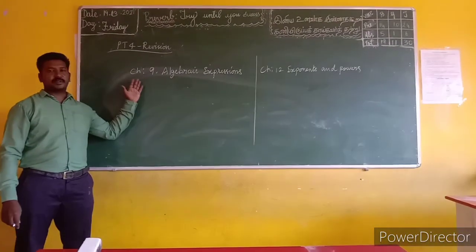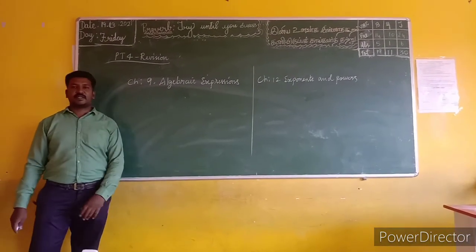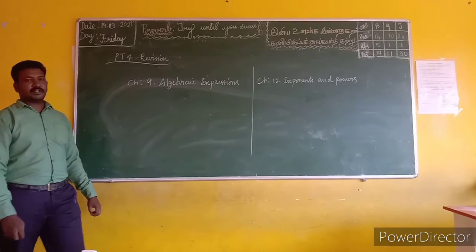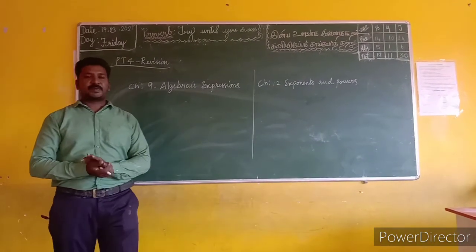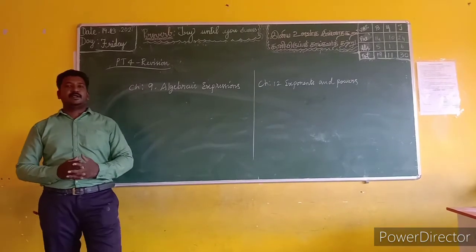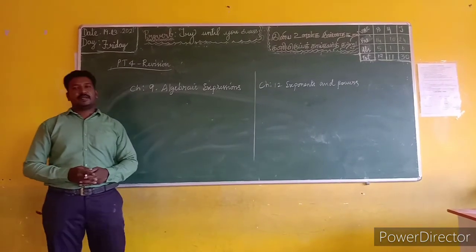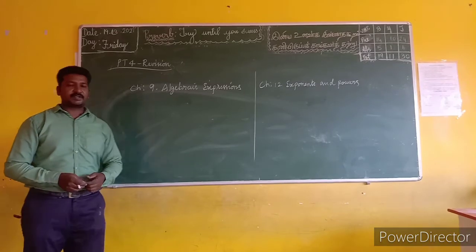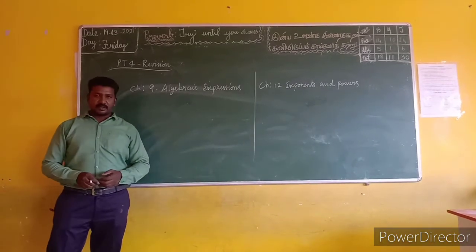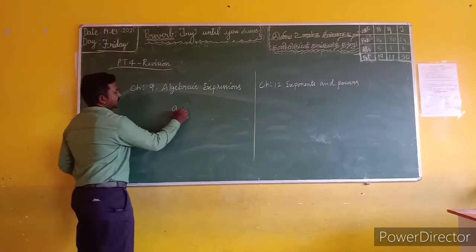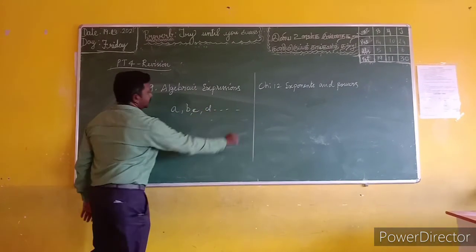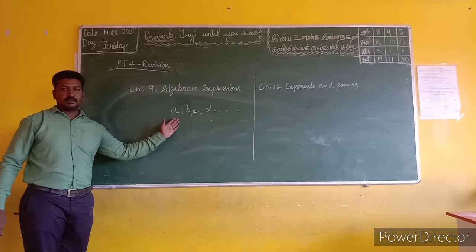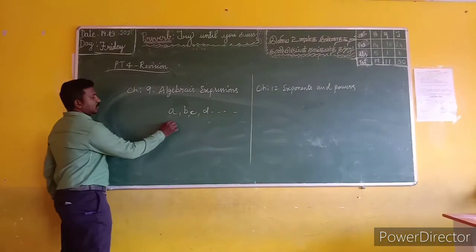Next chapter is 9, Algebraic Expressions and Identities. So what is there in algebraic expressions and identities? That is the expressions. Expressions can be constructed with variables, constants and operators. What is called variables? Small alphabets are called variables. That is A, B, C, D. You can use any small alphabets. What is called constants? Numerical values.